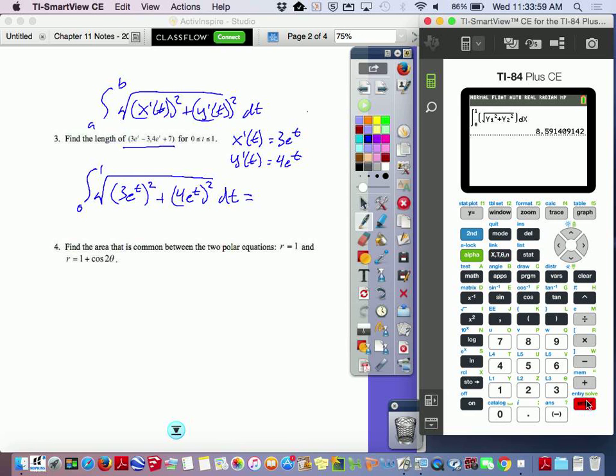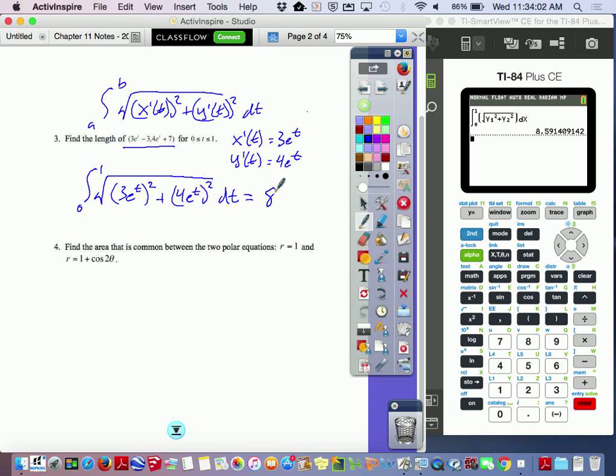Hit enter, we get our answer. It is 8.591. Make sure we go out to 3 decimal places. Also, make sure you're computing in radians.